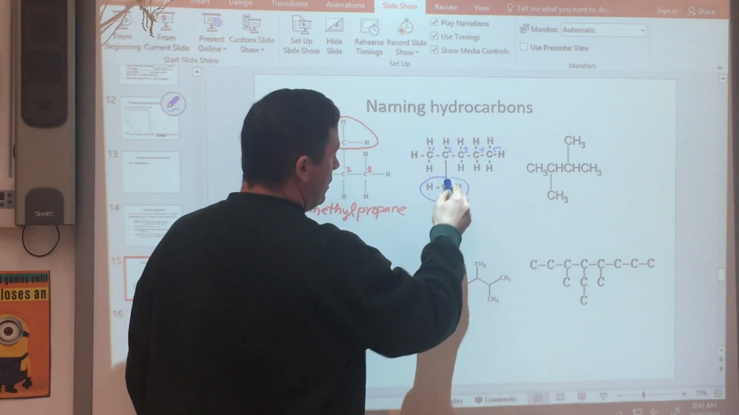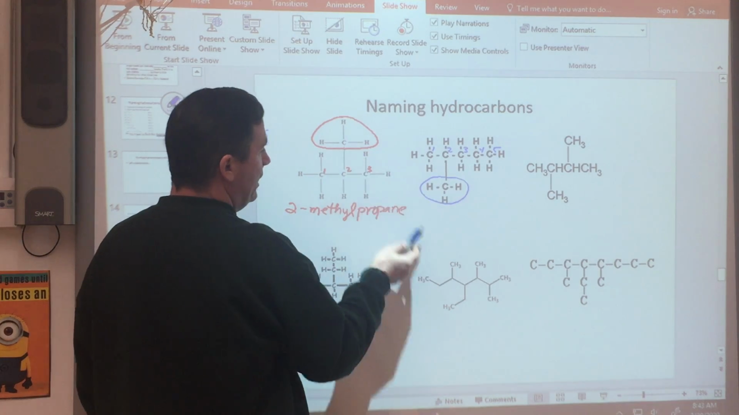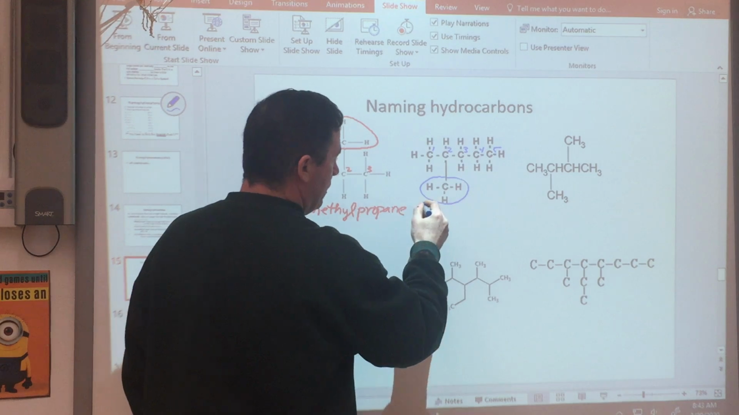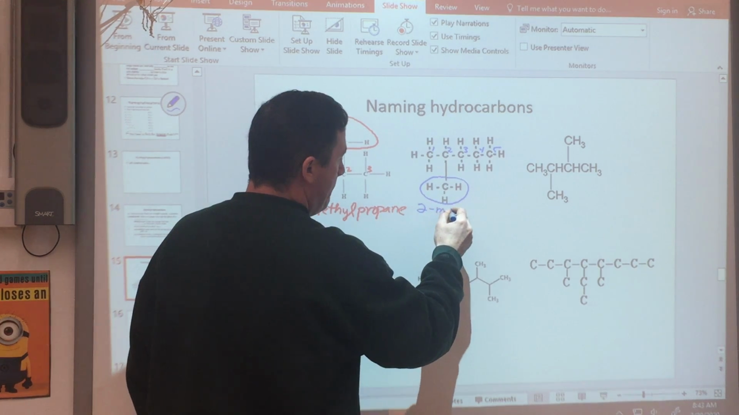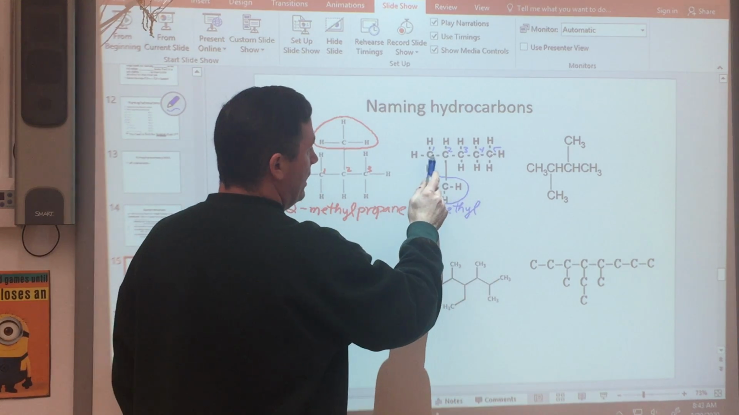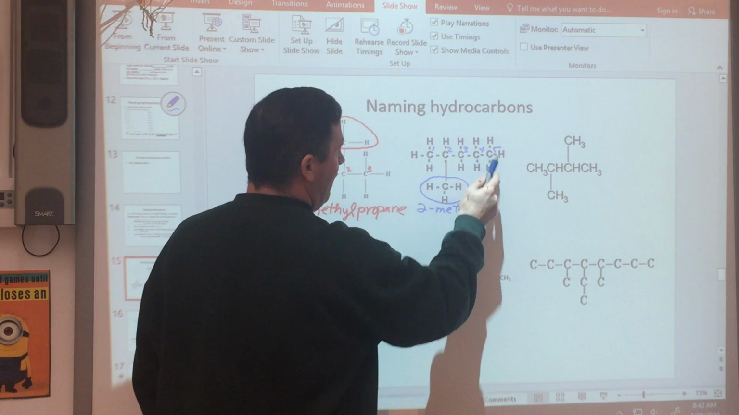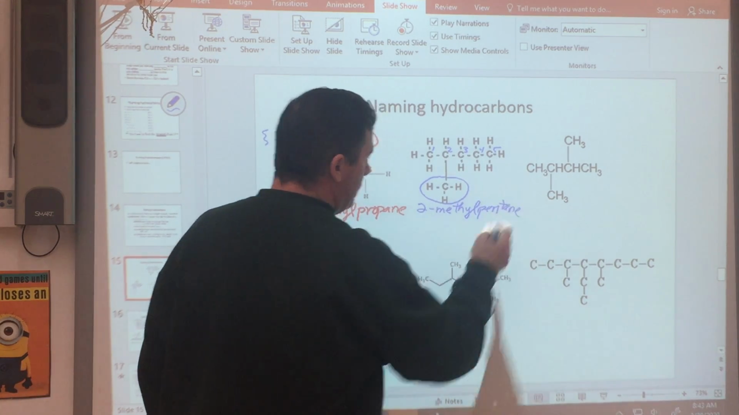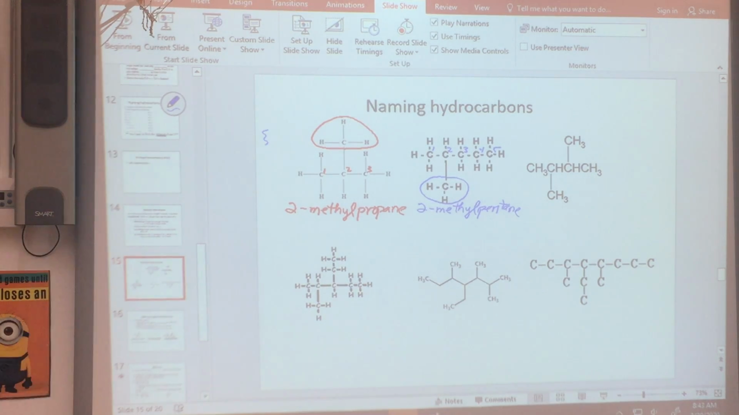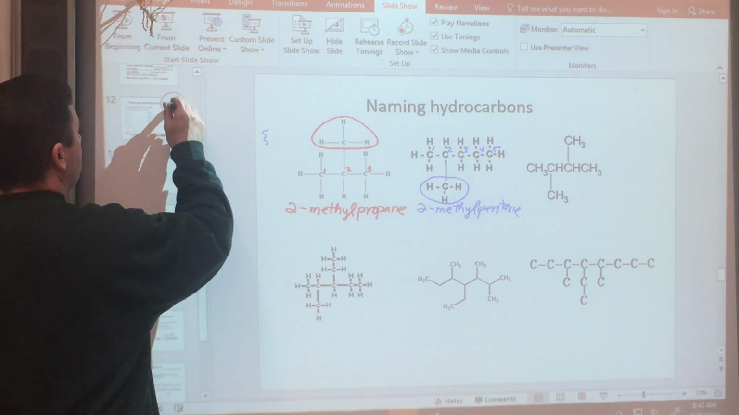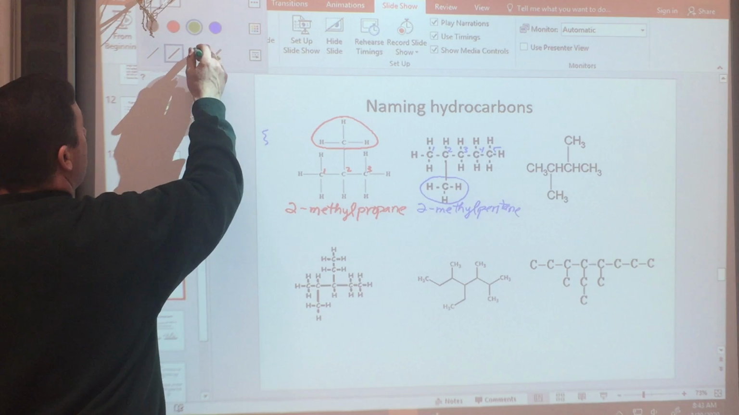Okay? So what is the substituent? I've got a CH3 group, and if you remember, the CH3 group is a methyl. So here I go. 2-methyl, and how many is my longest? 1, 2, 3, 4, 5. And that's a pentane. 2-methylpentane. Good so far? These are going to take a little bit of time here.